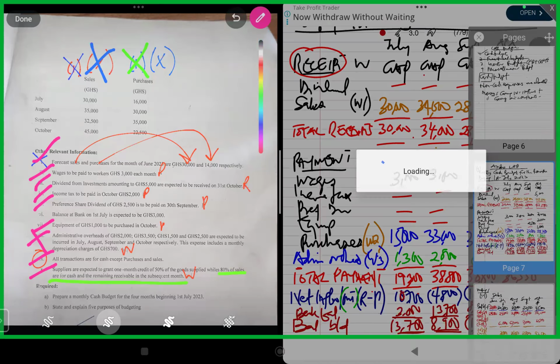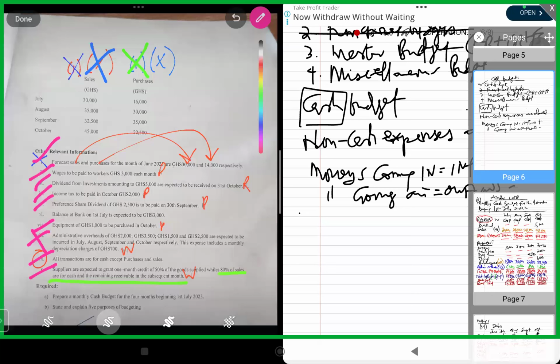We started talking about some of the budgets. The B in the question says, state and explain 5 purposes of budgeting. Why do companies budget? For resource allocation, for efficiency, to achieve management objectives, to be able to meet customer demand. Those are some of the reasons why budgeting should be undertaken by organizations.